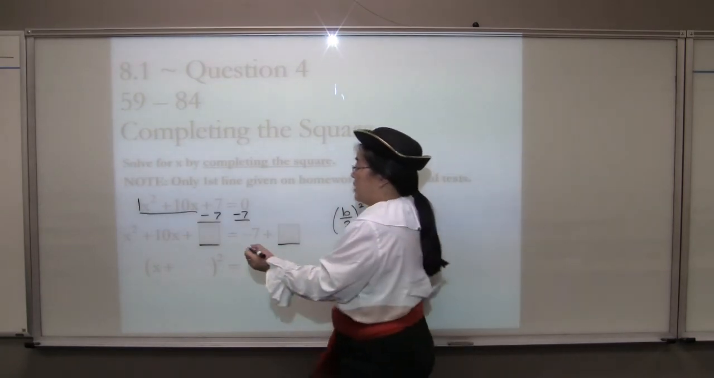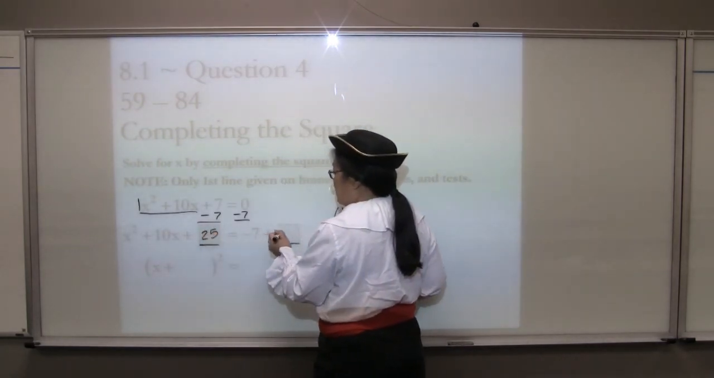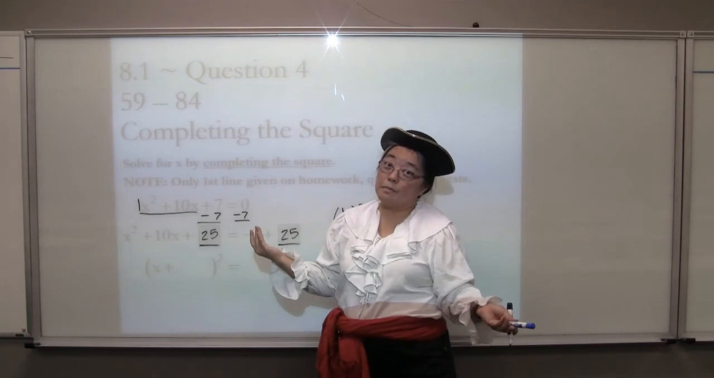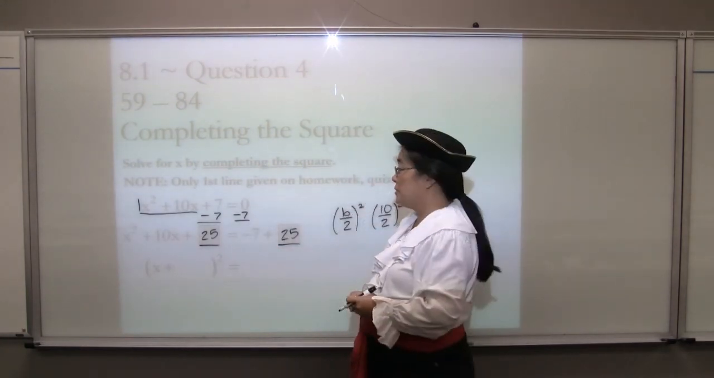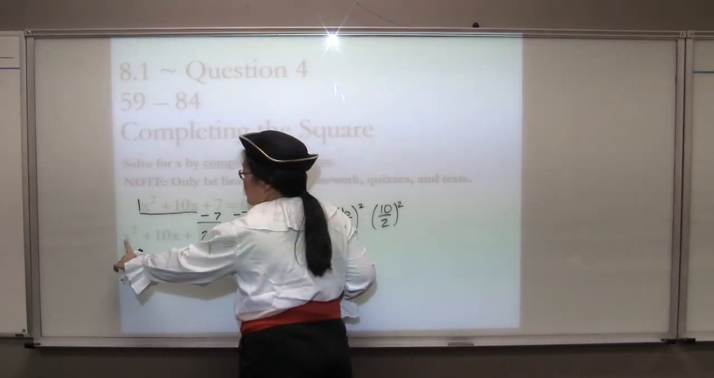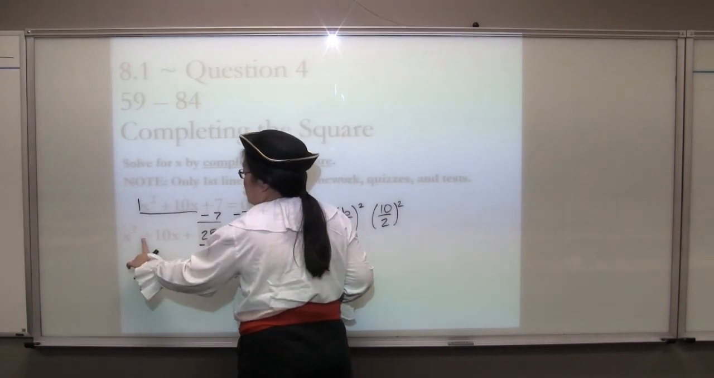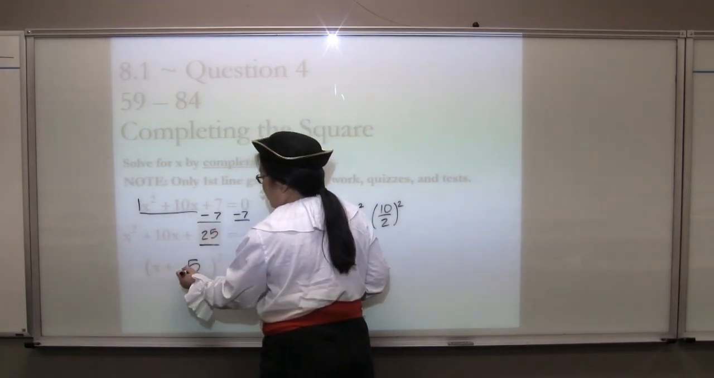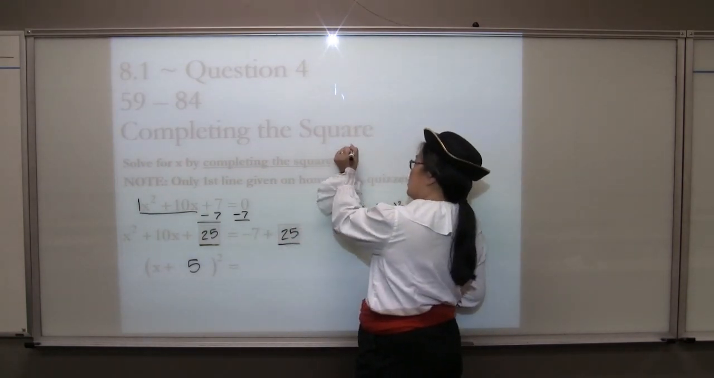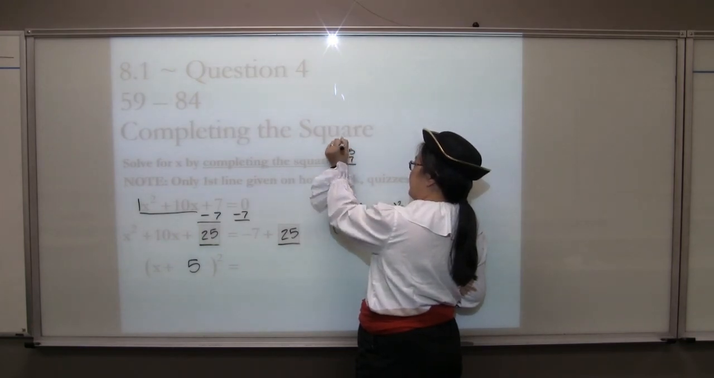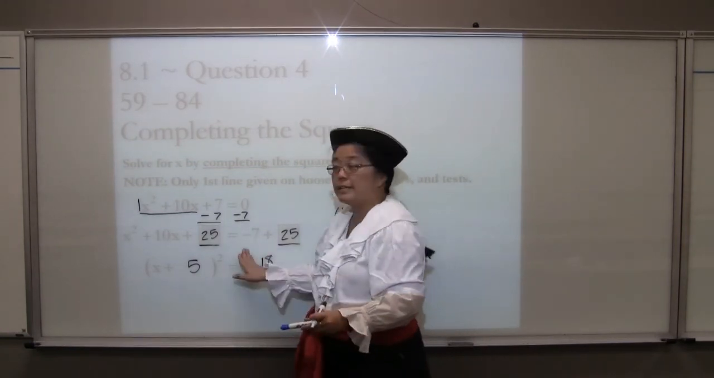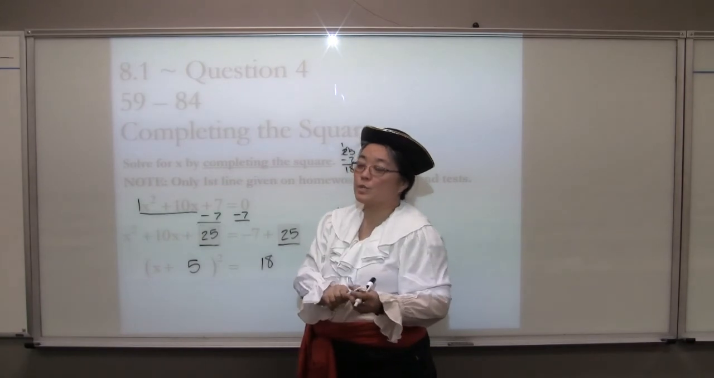5 squared is 25. We're going to add 25 to the left-hand side, and to be fair, we're going to add 25 to the right-hand side. Why do we do that? Because in algebra, you do the same thing to both sides of the equation. That's a legal move. We're going to look at the left side, and we're going to factor it. Remember, perfect square trinomial. X plus 5, the whole thing squared. Negative 7 plus 25. Hey, what's 25 minus 7? That is 18.